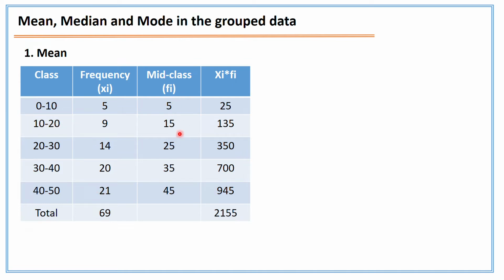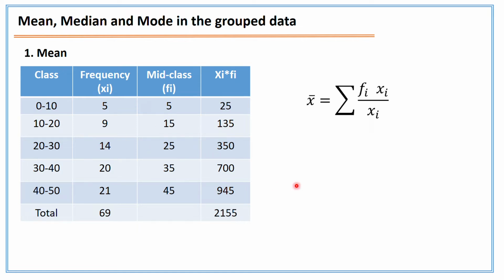The third column is the mid class. Mid class means we have to take the average of the lower limit and the upper limit of the class. So here it is (0 plus 10) by 2 is 5, (10 plus 20) by 2 is 15, (20 plus 30) by 2 is 25 and so on. In the fourth column we multiply both of these: 5 into 5 is 25, 9 into 15 is 135, 14 into 25 is 350 and so on.